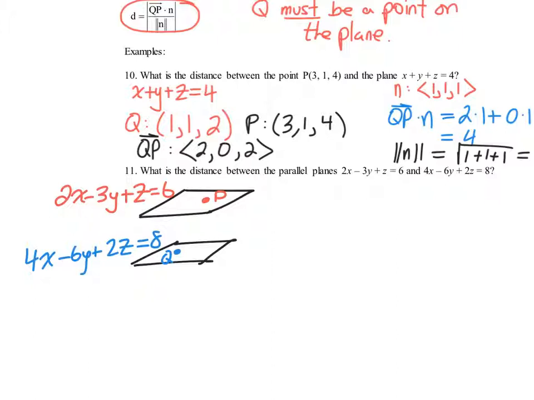So I need a point on each one. For the first one, I'm going to select for point P, I like to keep it simple wherever possible, (0, 0, 6), exactly. For the second one, you could go the same route, like (0, 0, 4).